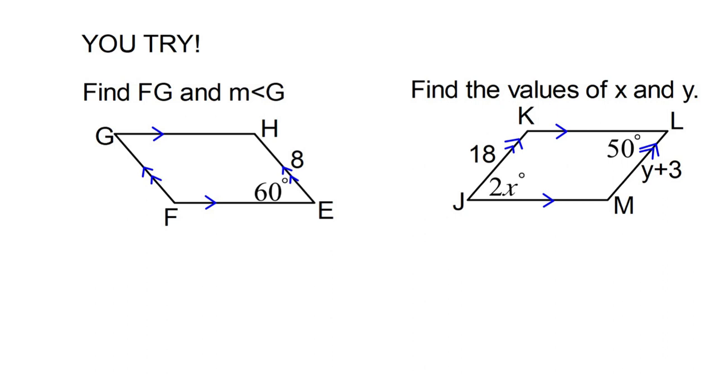Okay, here we go. So going over these answers, we wanted to find FG. FG is this side length, which happens to be across from the side length that has a length of 8. So FG is 8.